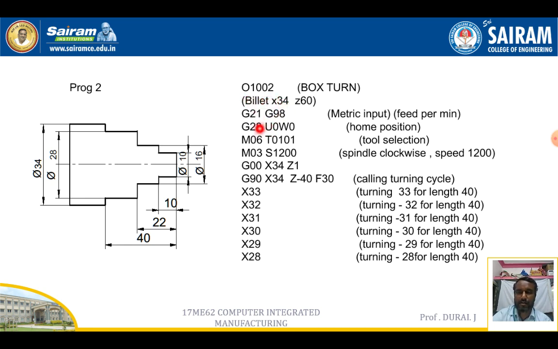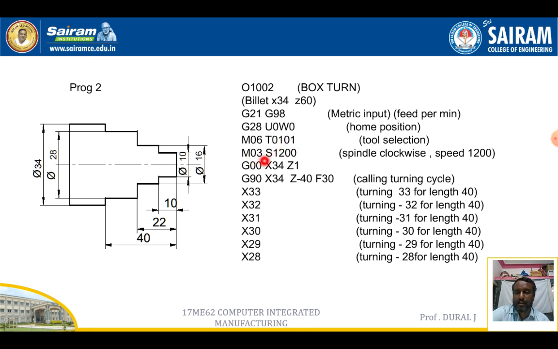O1002, as well as the bracket billet size X34 and Z60, G21 for metric data input, G98 for feed per minute, and G28 U0 W0 reference position return, M06 T0101, because all the operations can be done with the help of a single point cutting tool, which will always be fixed in the first slot.